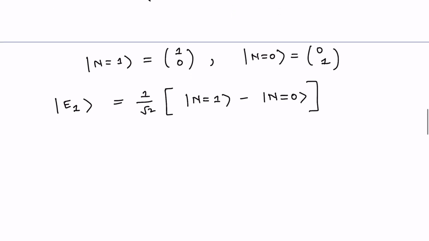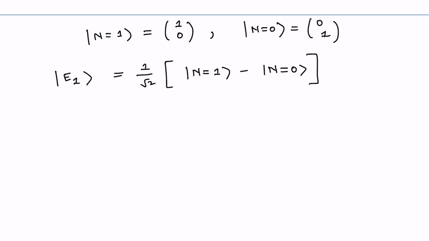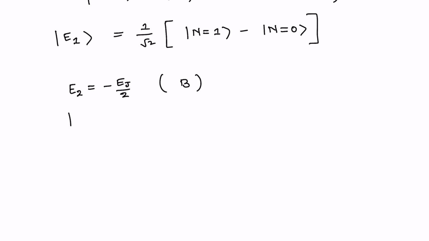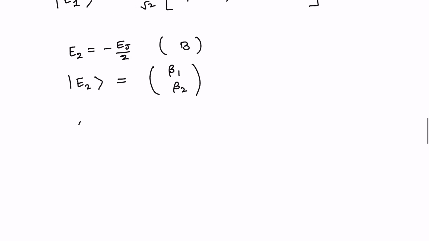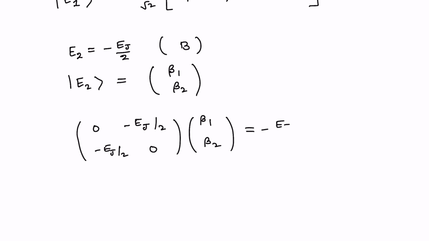Similarly, we can now work out the eigenvalue equation for the eigenvalue E2 equal to minus Ej by 2, and that corresponds to the point B. This eigenstate, let me write as ket E2 equal to, say, beta 1, beta 2. Then again the same trick: this Hamiltonian is 0, minus Ej by 2, minus Ej by 2, 0 here, and here we have this eigenvector beta 1, beta 2, and the eigenvalue is minus Ej by 2.